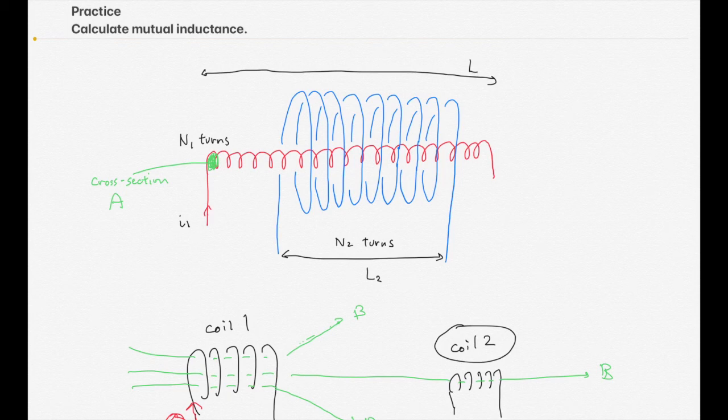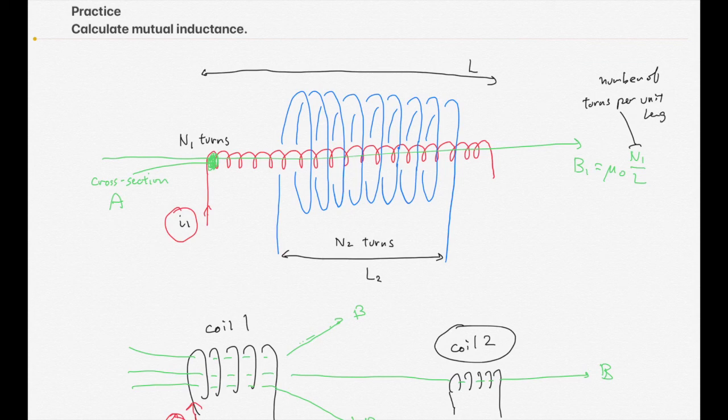So current I sub 1 is flowing in the small coil, but the longer coil has length capital L. Then the magnetic field produced in the longer coil, this B sub 1, is expressed as mu sub 0 times the number of turns per unit length, n sub 1 over L, times I sub 1. This is the magnetic field produced by coil 1.